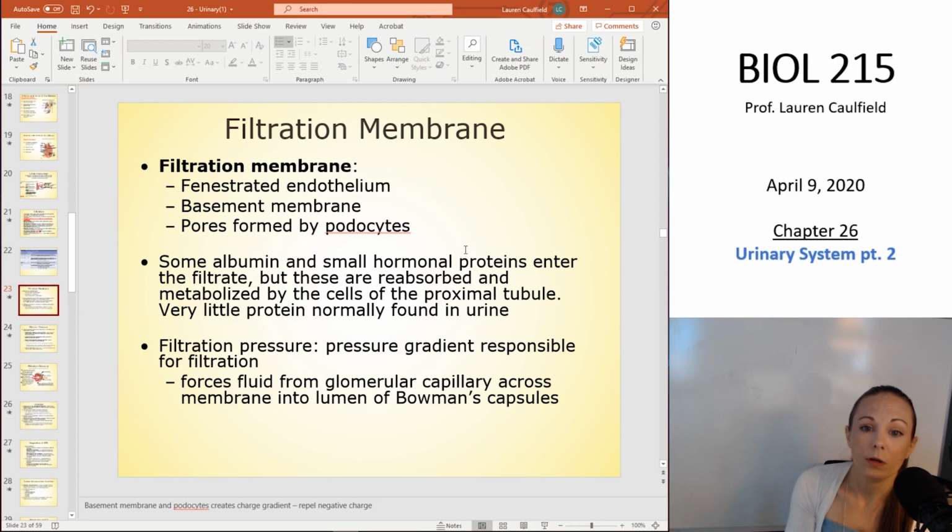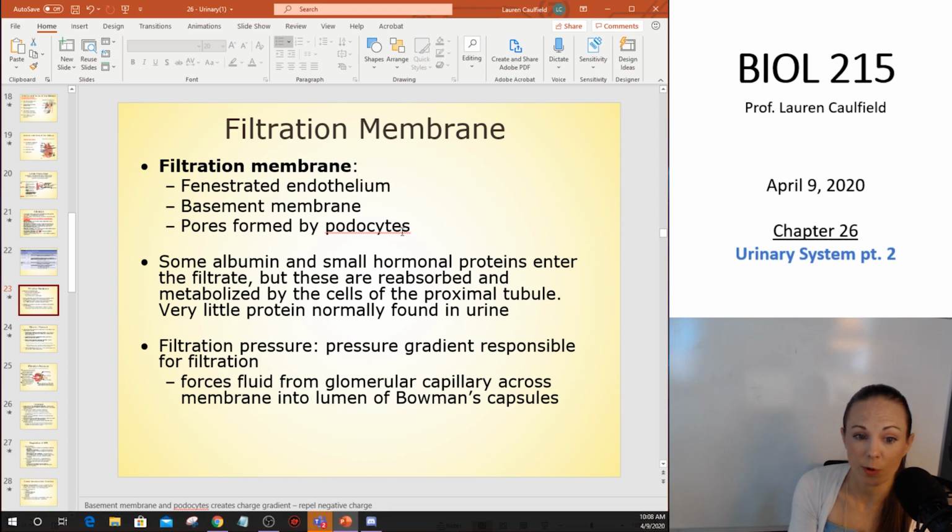All right, so our filtration membrane we've already discussed, so make sure that you are familiar with what makes up that filtration membrane. And what is going to be able to pass through that filtration membrane? We said water, ions, some small molecules, small, medium-sized molecules. Large ones are not going to be able to pass through.